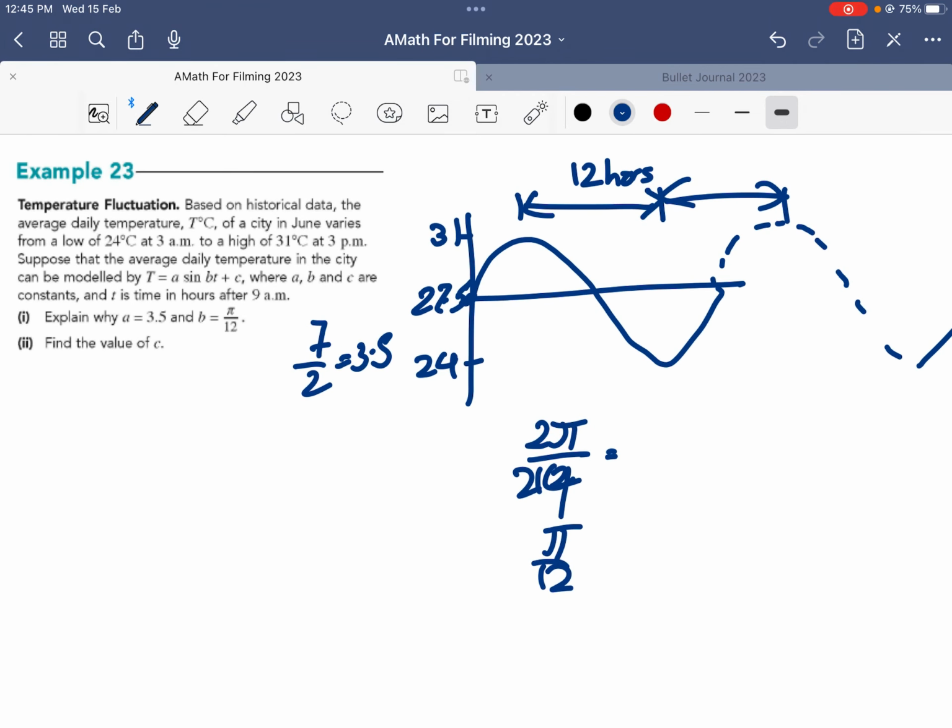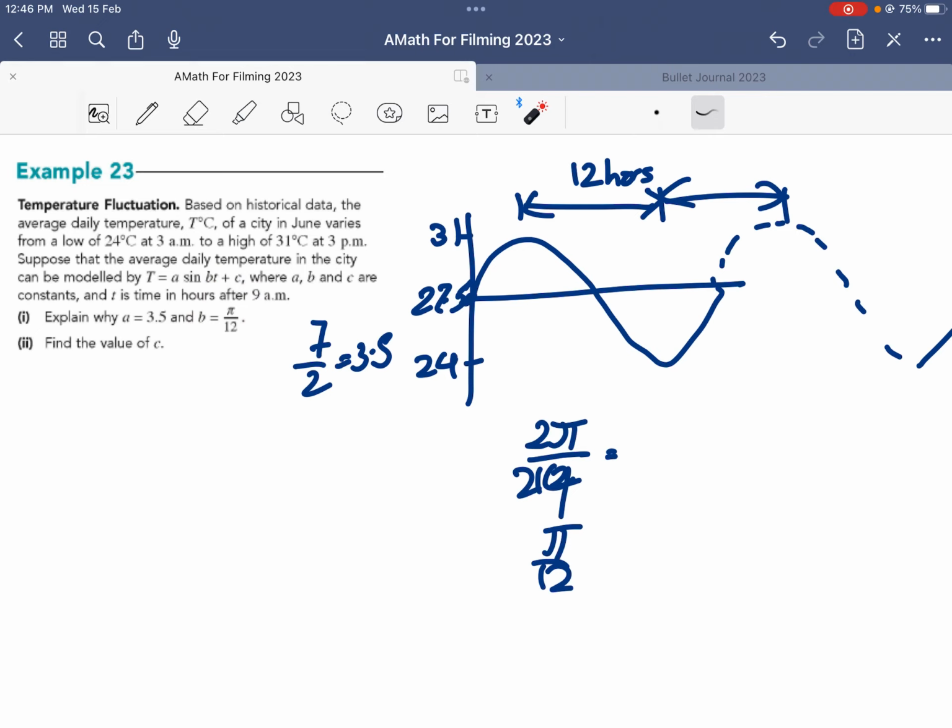Example 23 is based on historical data. The average daily temperature of a city in June varies from a low of 24. If you look at my diagram, I've already drawn the low of 24 over here and a high of 31 degrees. They say that the average temperature can be modeled by a sine graph. Then b and c are constants and t is the time after 9. They say explain why a is 3.5 and b is pi over 12.